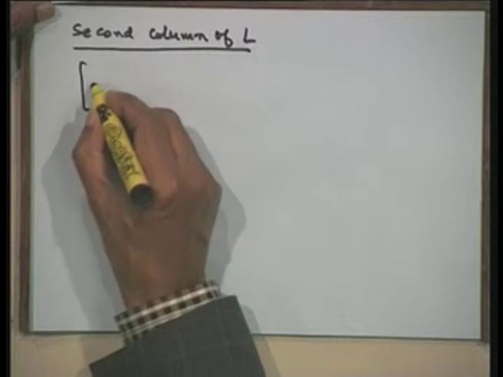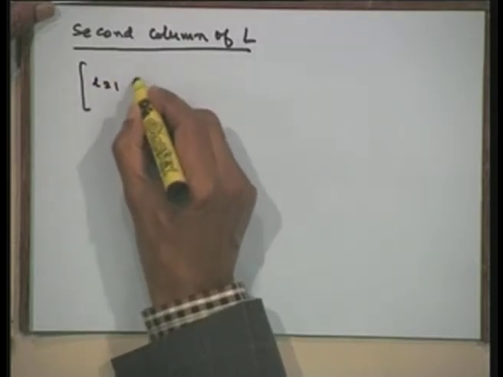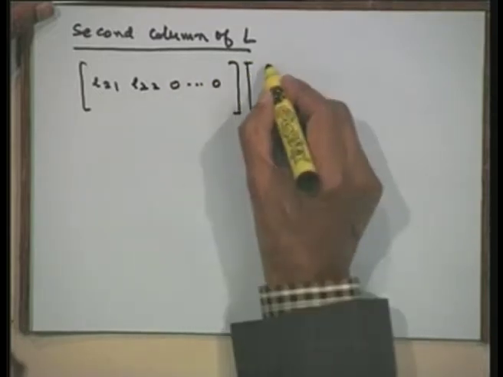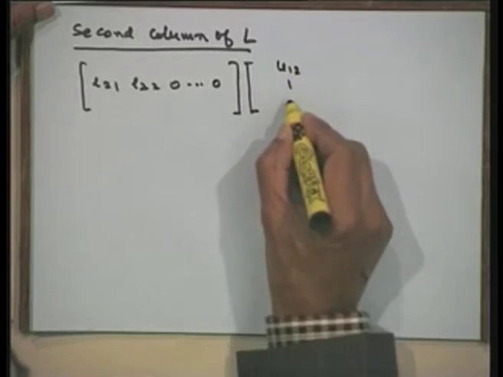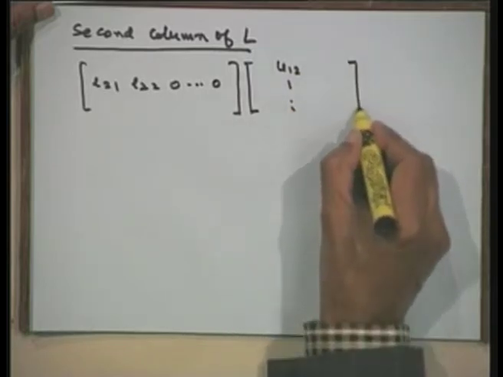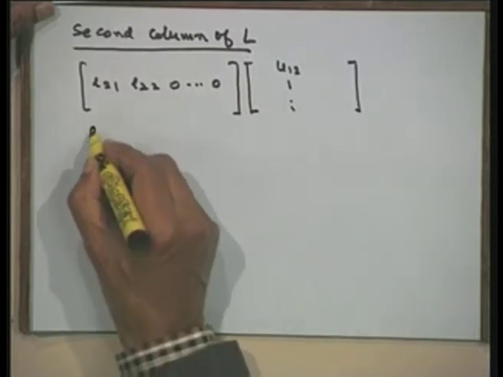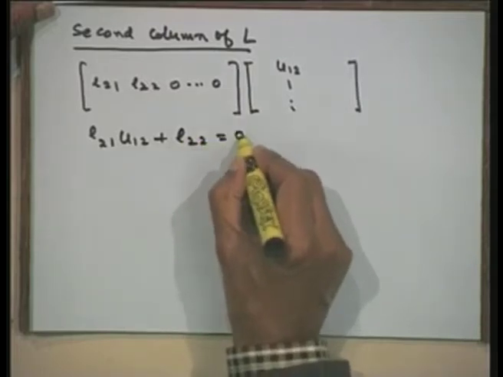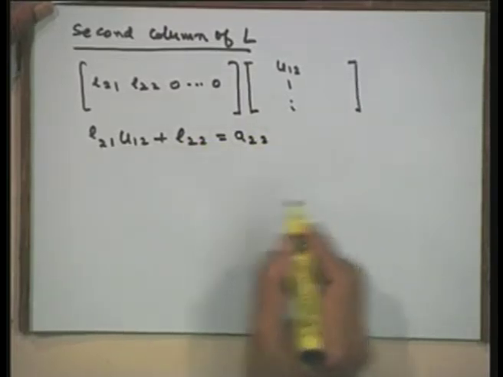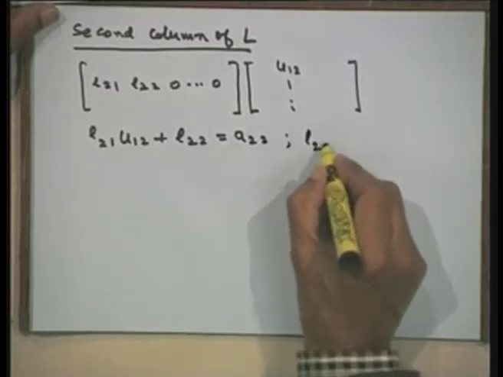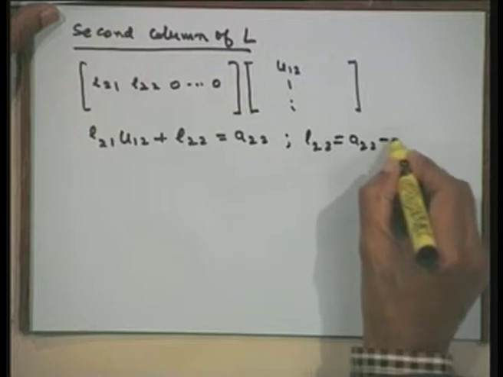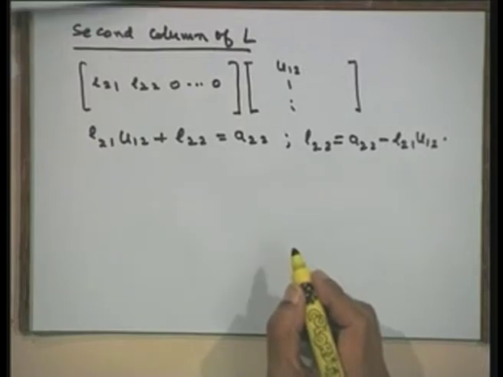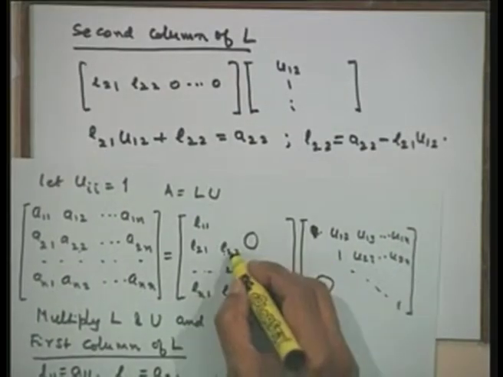So, I have here the second row of L, and the second column of U is U12, 1, and so on. If I multiply, I would get L21 U12 plus L22 is equal to A22. Therefore, this gives us L22 is A22 minus L21 U12. Now, we have determined this element L22 here.